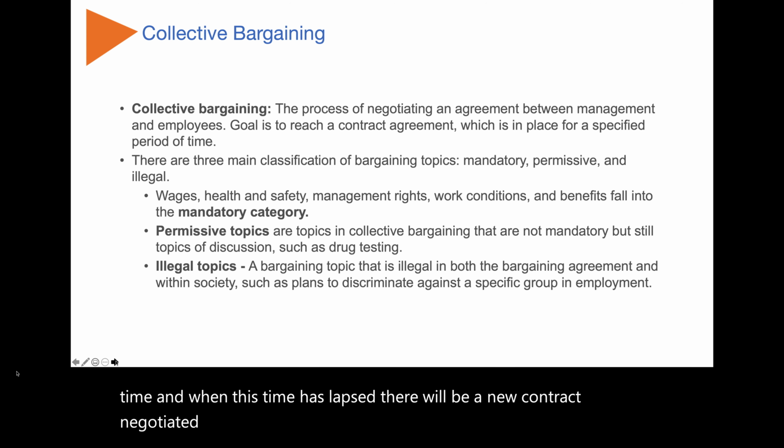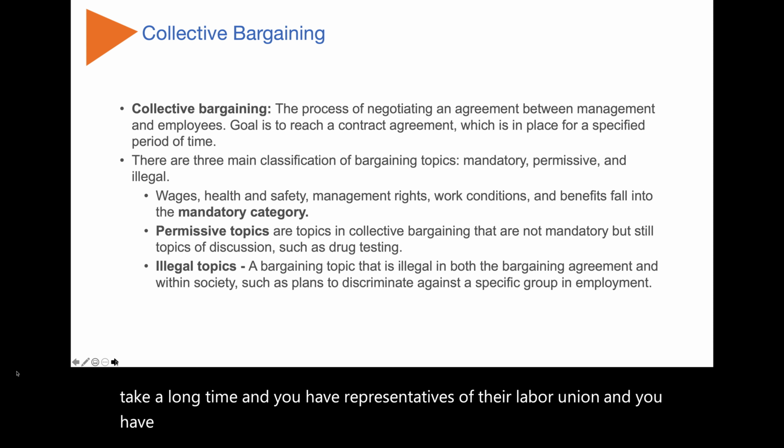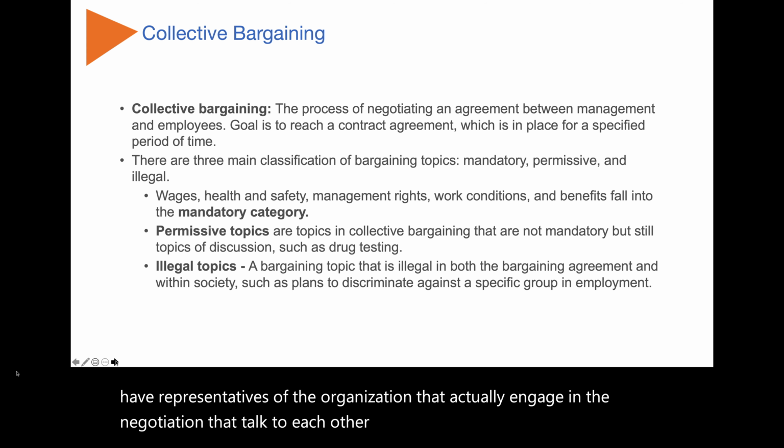And these negotiations can take months, if not years. So they take a long time. And you have representatives of the labor union and you have representatives of the organization that actually engage in the negotiation, that talk to each other to figure out a contract agreement.